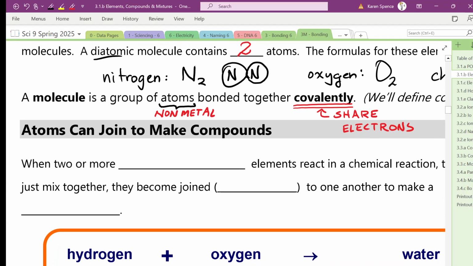Now, atoms can join together to make compounds. How do we know that we have a compound? Tell your partner, how do we know that we have a compound?